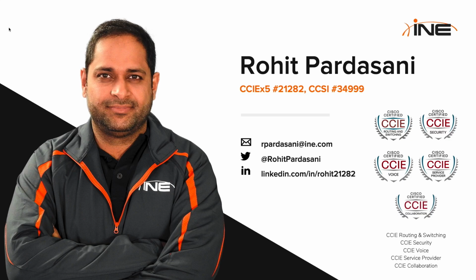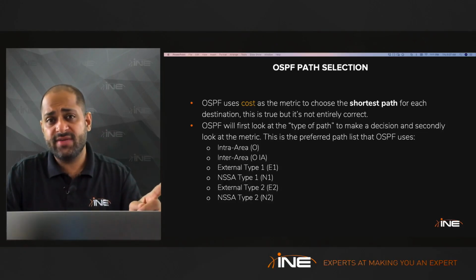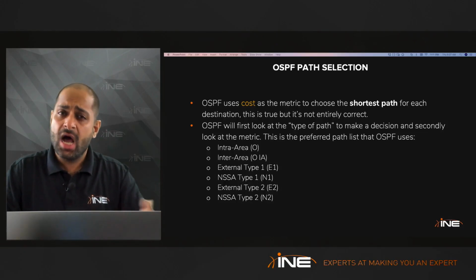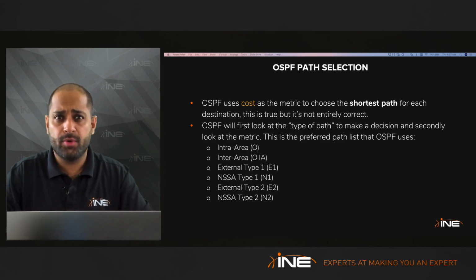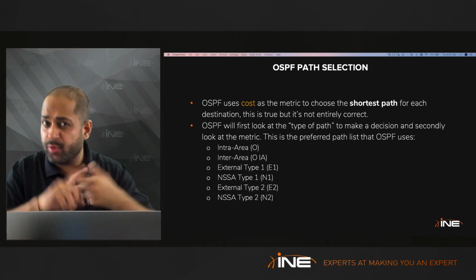So let's look at path selection. How does OSPF choose which path to put in the routing table and which path to select and take? Well, the first thing you must know is that OSPF uses cost as a metric to choose the shortest path for each destination. This is true but not entirely correct. When I receive the same prefix from two neighbors, how am I going to select which path to put in the routing table? Well, the first thing is the prefix length.